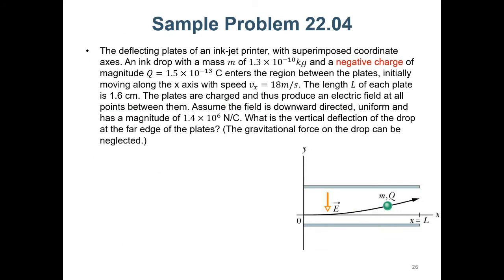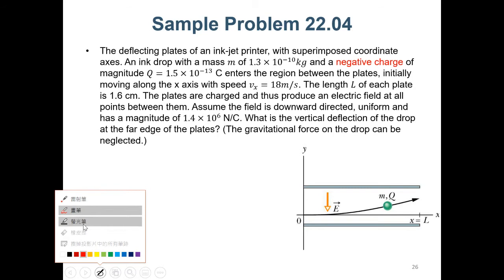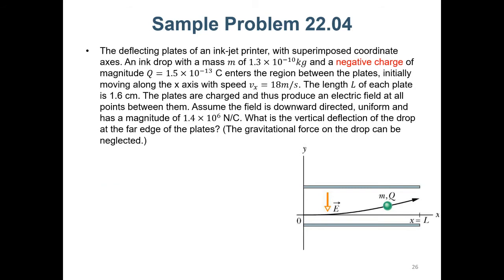So next one, we have a sample problem. Okay, so the question is a little bit long. The deflecting plate of the inkjet printer with a superimposed coordinate axis. An ink drop with a mass 1.3 times 10 to minus 10 kilogram, and a negative charge of magnitude Q enters the region between the plate.